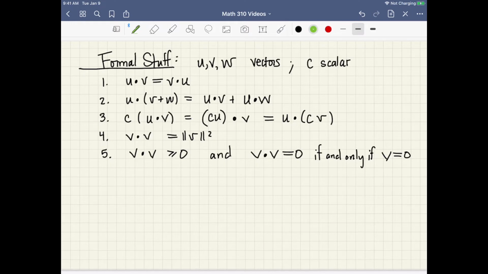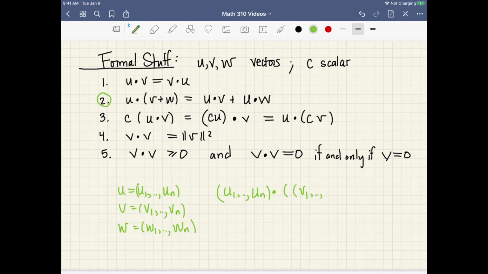And by that I mean, say if you wanted to check property number 2. You would take u to be u1 through un, you would take v to be v1 through vn, and w to be w1 through wn, and you would work out both sides of the equation. This is something you should do while you study. So on the left-hand side of the equation, I have u1 through un, dot product with v plus w. So in parentheses, I would have the vector v added to the vector w.